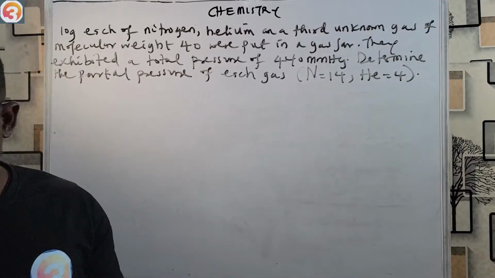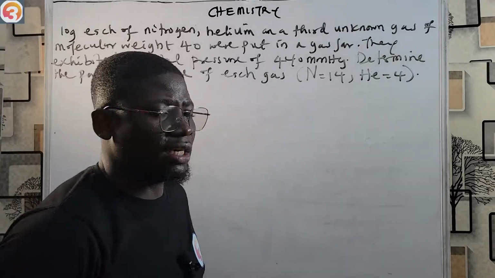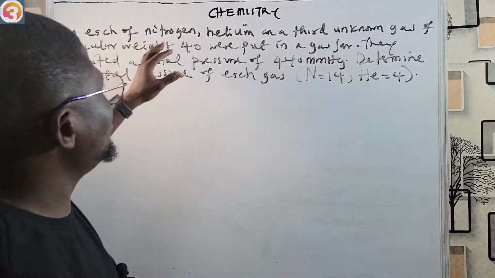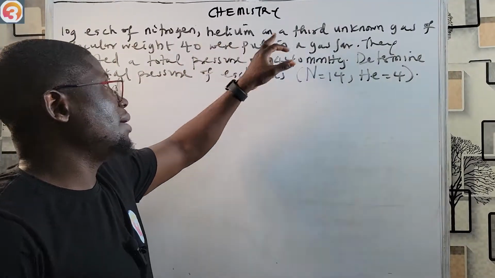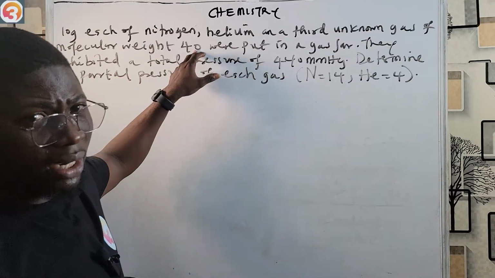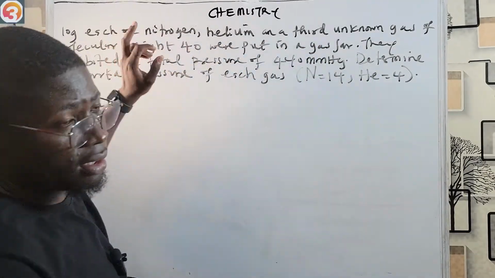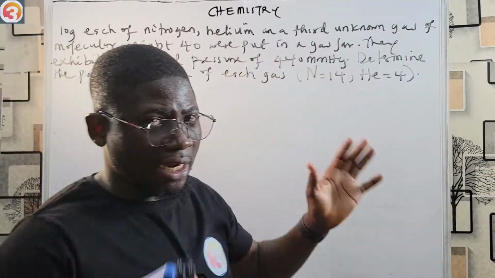So yeah, welcome back. We are looking at a question on Dalton's law of partial pressure. It says 10 gram each of nitrogen, helium, and a third unknown gas of molecular weight 40. So we know the molar mass of the unknown gas, and we know the mass. Now they are put in a gas jar.